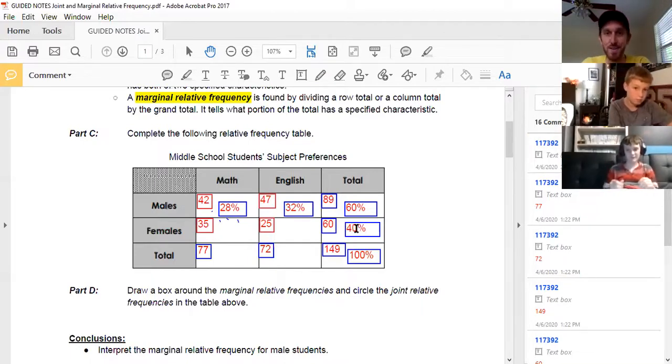Exactly, right? So I already kind of have that in my head. Now everything should check out the right way. I can double check this really easily, right? What is 60 divided by 149? It's going to be 40%, yeah?